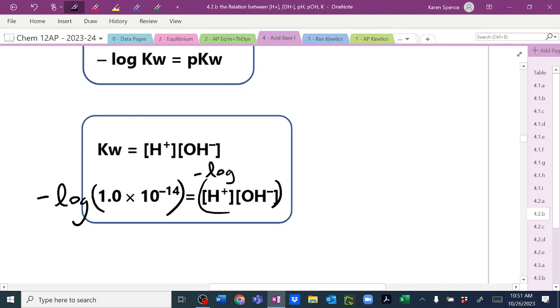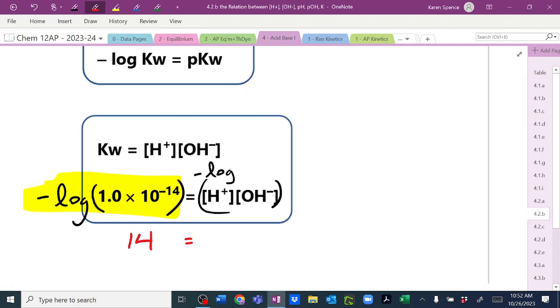So what do you get if you have negative log of 1.0 times 10 to the minus 10? What do you get? Negative log of 1.0 times 10 to the minus 10. This is not hard. You guys have done just a bunch of these. What is it? 14. Okay. I'm taking the negative log of both sides.